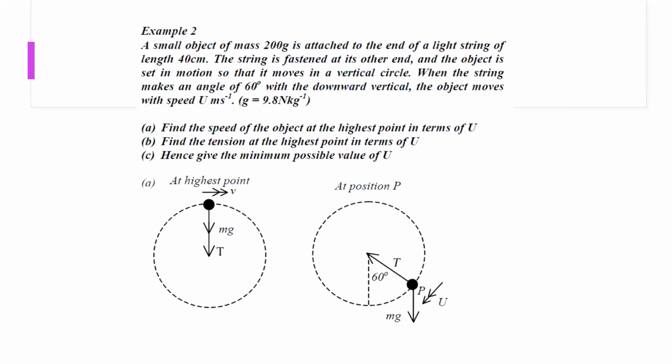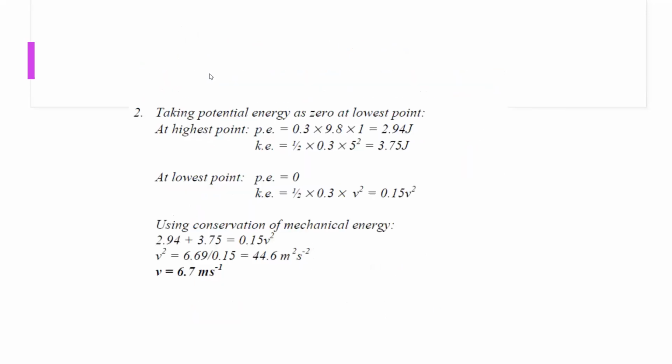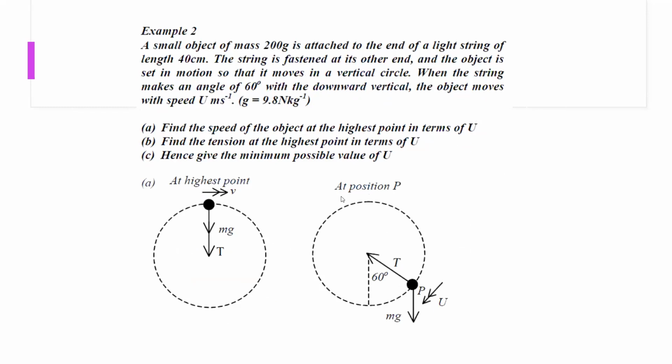In terms of u, what will be the speed? Any idea? Anyone want to solve? What concept will you use? In the previous example, it was very simple, highest and lowest point. But this time, it's not the highest point, it's at a certain position, P.